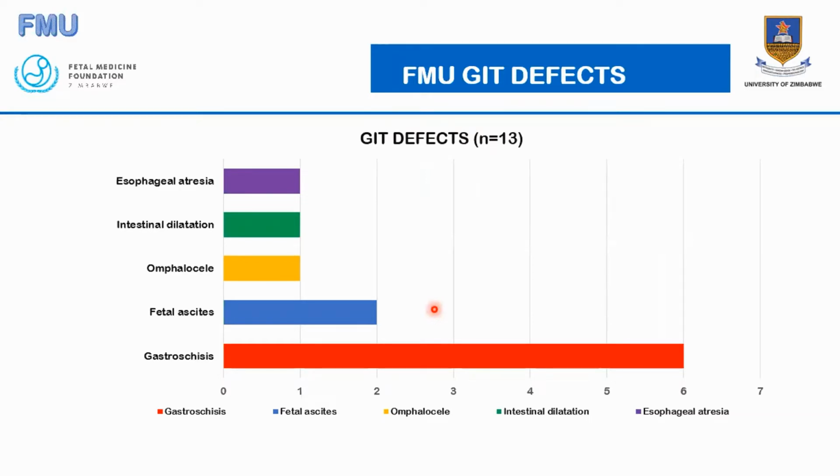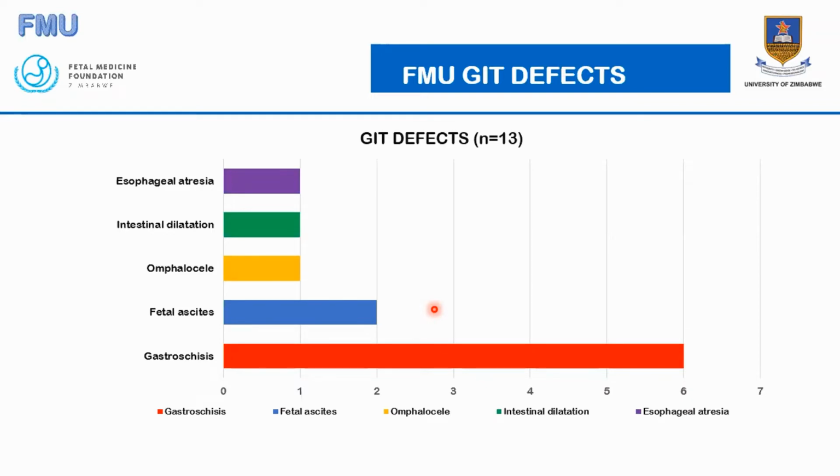So defects do indeed exist. Well, there is this misconception that fetal defects are a thing of the West and don't exist in Zimbabwean women. This may be the reason why some women are not even sent for an anomaly scan. Then we have gastroschisis as the commonest in that category.